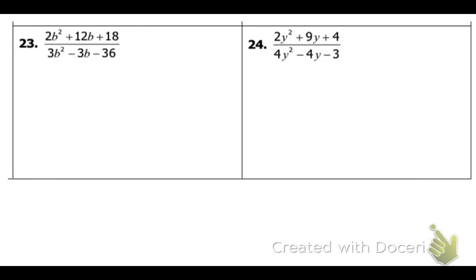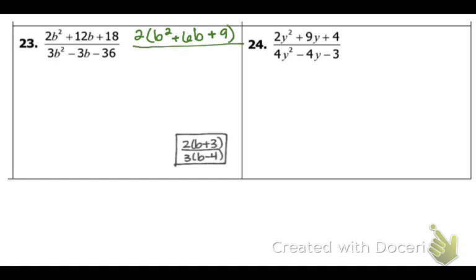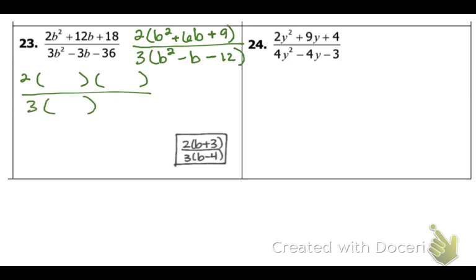The only thing I'll do is, again, on 23, just kind of start you off. You can factor out a 2. You're left with b squared plus 6b plus 9 here. And then the bottom, you're going to factor out a 3. So b squared minus b minus 12. Okay, you're not done. You have to factor it even further, and simplify the numbers, quotient rule, or anything else, okay? Eventually this will be your answer, but again, I need to see your work.